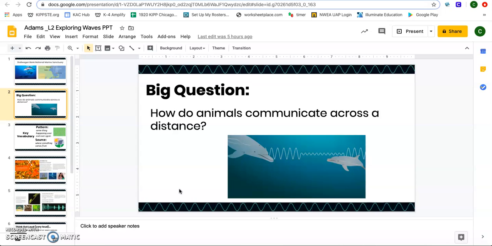We know that they get separated, but we know that they find their way back to their mother again. So we need to do some research and observations on how they are communicating to each other. How are they finding their way back to each other?